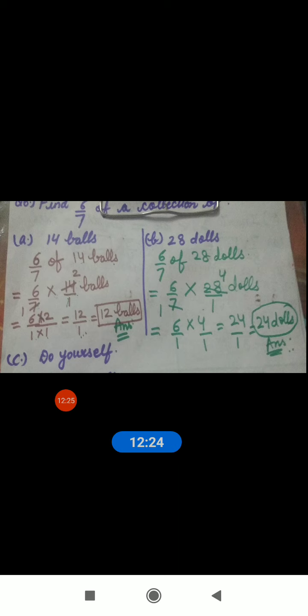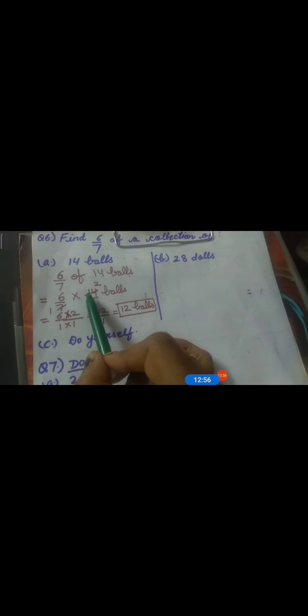Now question number 6 says, find 6 upon 7 of a collection of 14 balls. Now let us understand it also with the help of a video. Question number 6. Find 6 upon 7 of a collection of, in A part we have 14 balls. Whatever fraction is given in the question, we will write first. So first we will write 6 upon 7 of 14 balls. 6 upon 7 into, of means into, 14 balls.